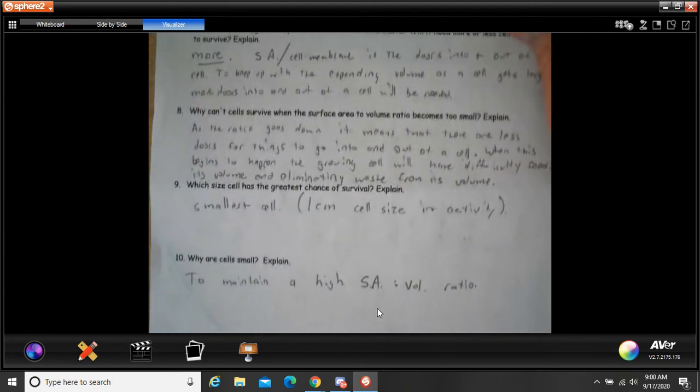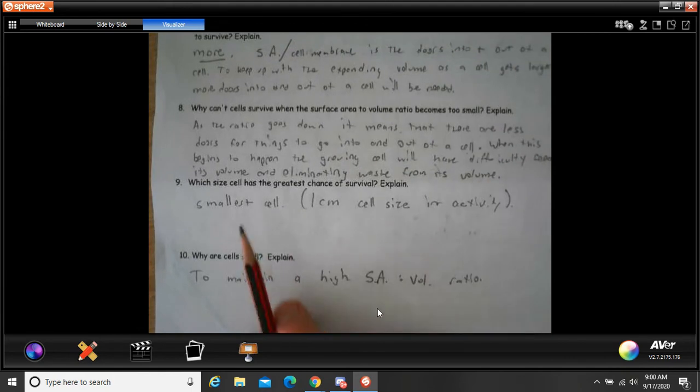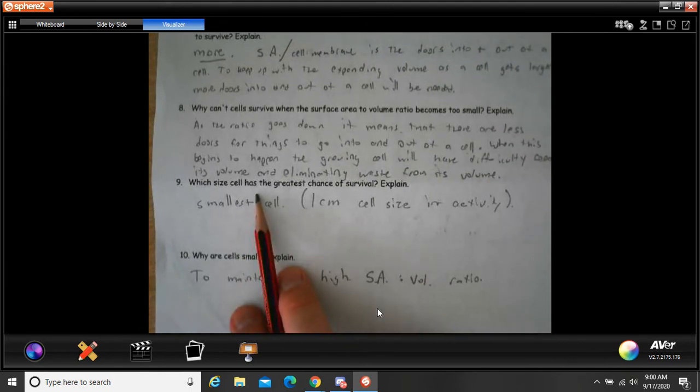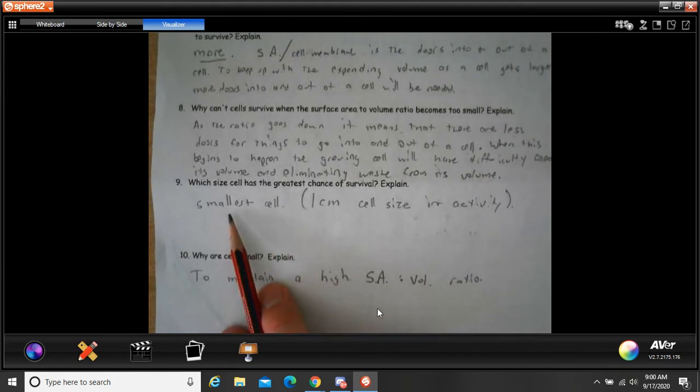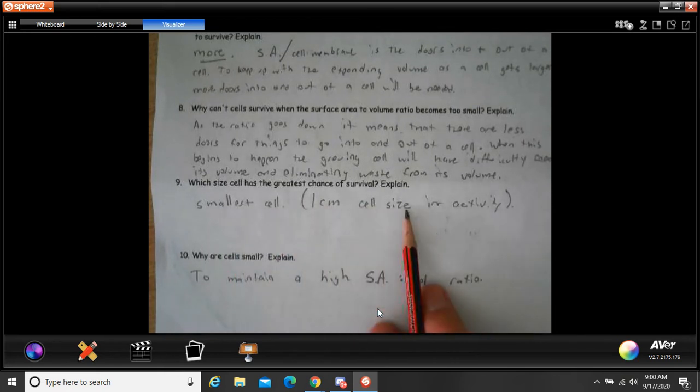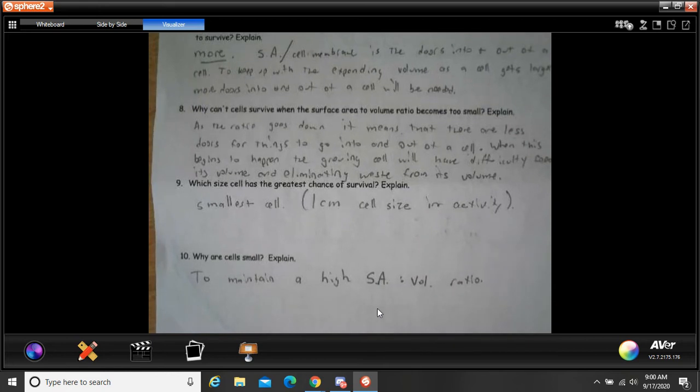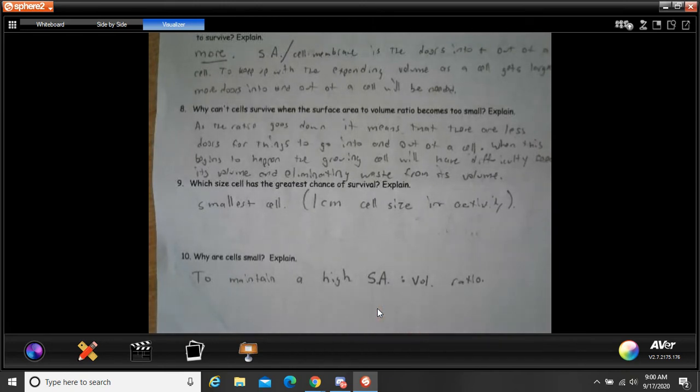Going back to the activity as a whole, the size of cell that has the greatest chance of survival would be the smallest cell. In our case here, it would be the 1 centimeter cell. So then the ultimate question, the whole purpose of this activity, was, why are cells small? The purpose is to maintain a high surface area to volume ratio to take in their nutrients and get rid of their waste. Larger cells have difficulty with that. Smaller cells, because of their ratio, have an easier time with that. And that's why they don't grow past certain sizes.